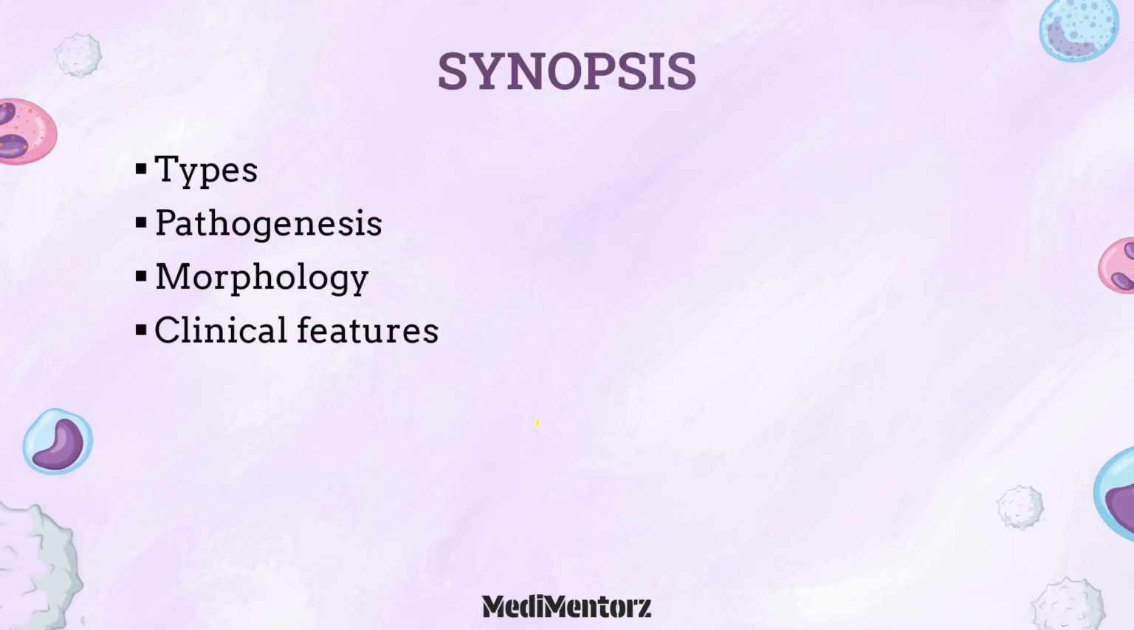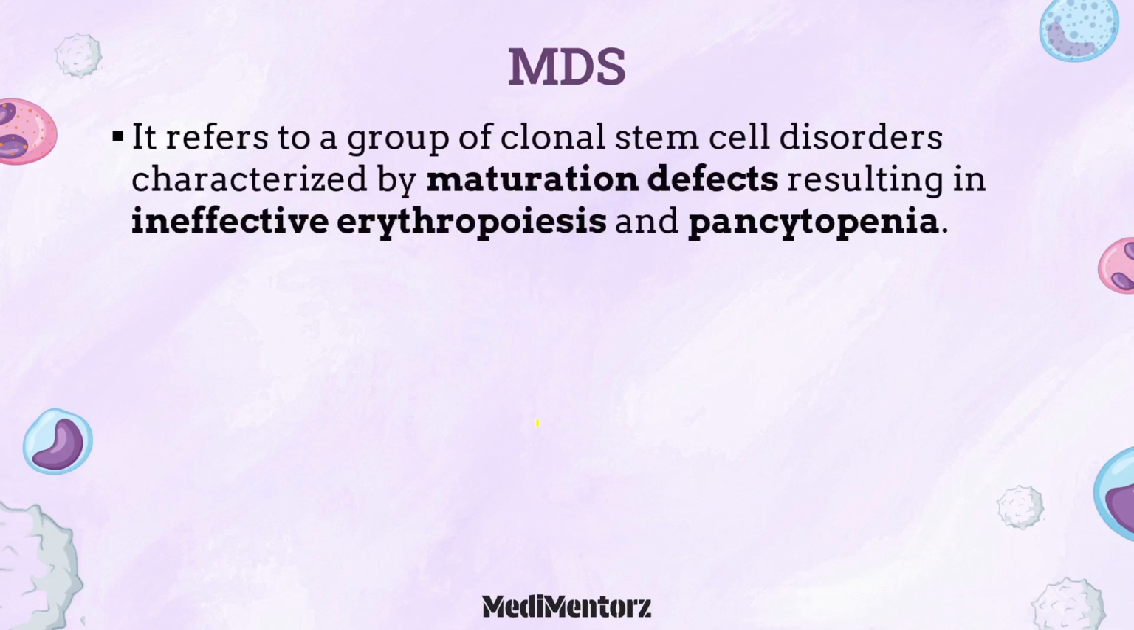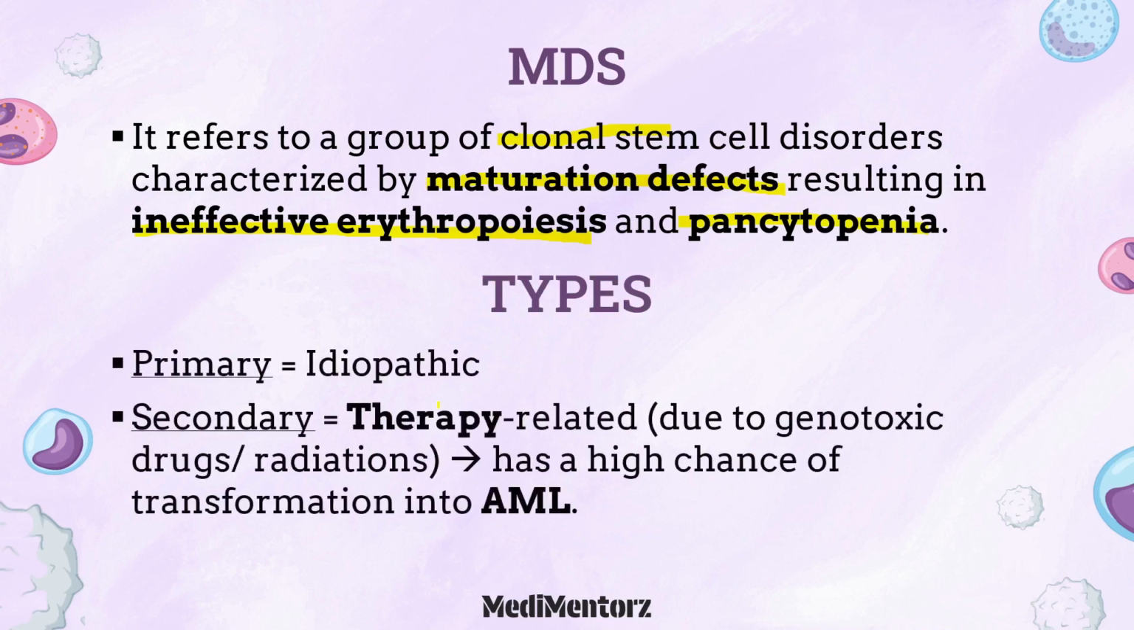First, let's see what the myelodysplastic syndrome refers to. The myelodysplastic syndrome refers to a group of clonal stem cell disorders characterized by maturation defects resulting in ineffective erythropoiesis and pancytopenia. The term pancytopenia here refers to decreased count of all three types of blood cells such as RBCs, WBCs and platelets. So next, the types of the myelodysplastic syndrome.